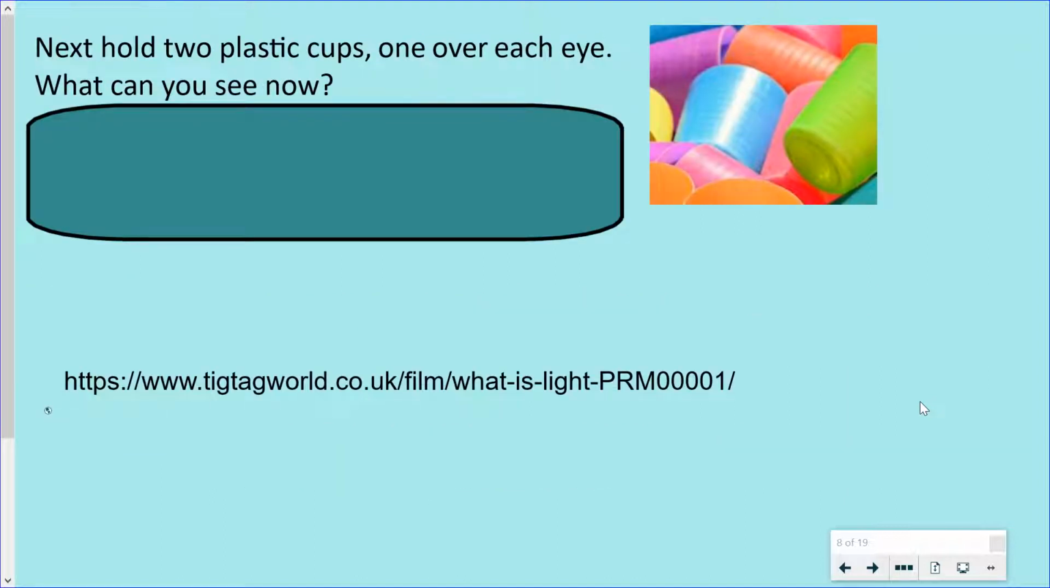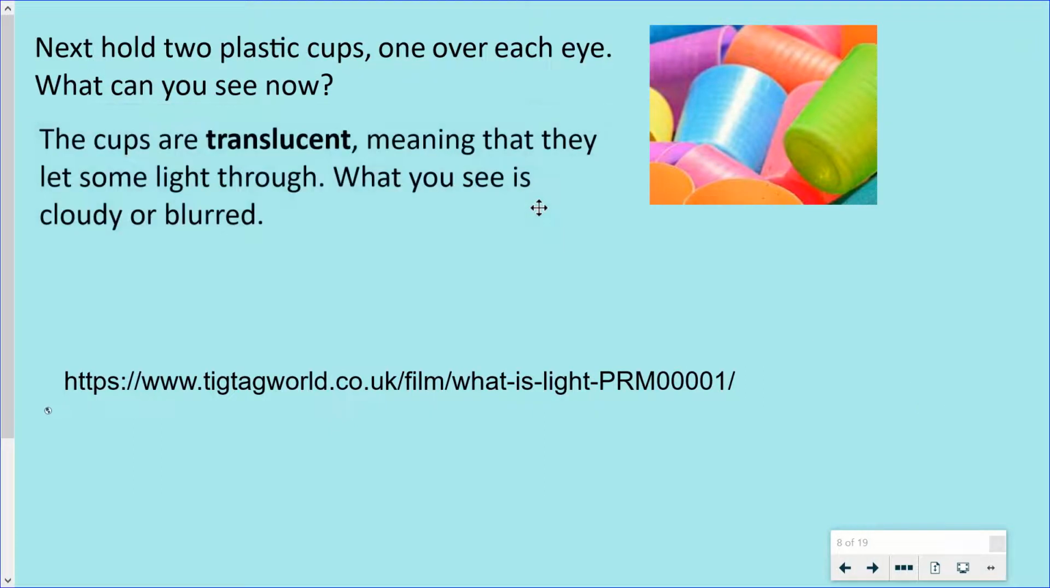And then if you have these kind of cups, you can do it. If not, don't worry. So if you've got 2 coloured plastic cups, can you put one over each eye? What can you see now? Or what do you think you will see? These cups are translucent, meaning that they let some light through. So what you see is cloudy or blurred. So 3 key pieces of vocabulary we've revisited there. Opaque, transparent, translucent. Key to our light unit.